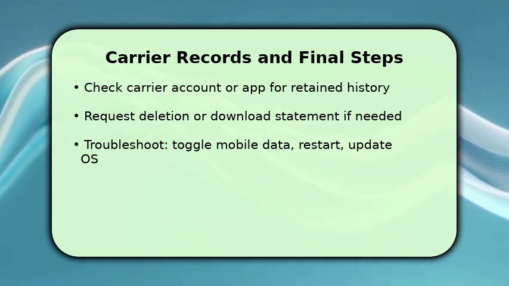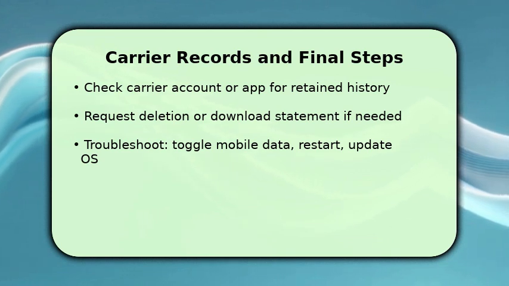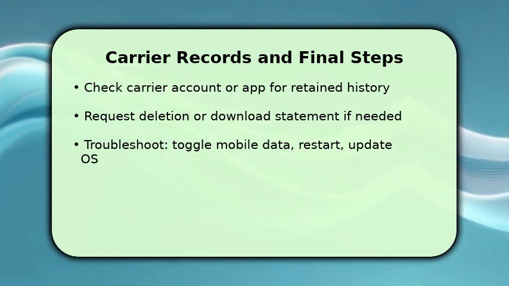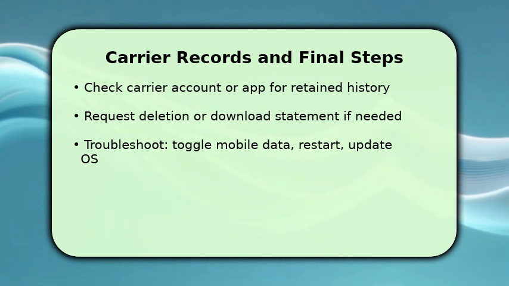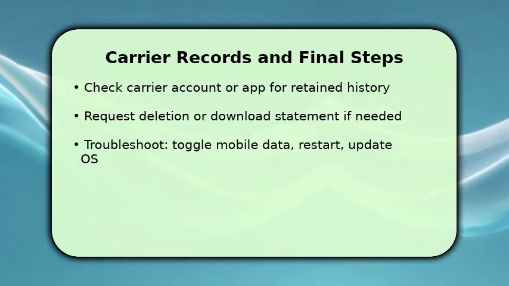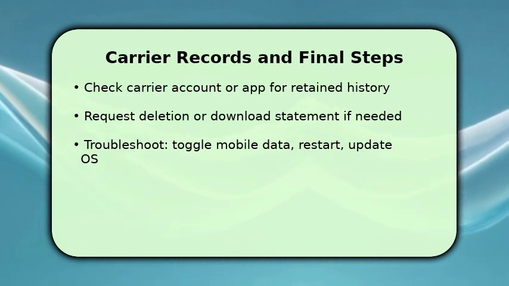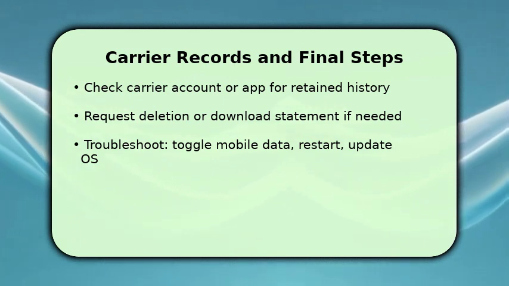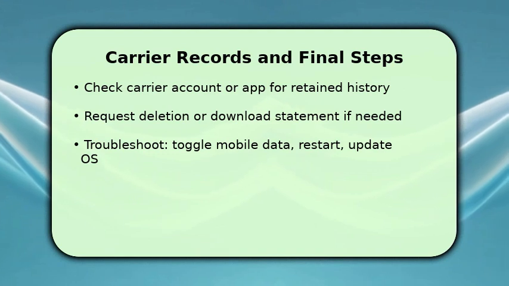After local and carrier actions, verify by checking data usage again and ensuring counters reset. If something goes wrong, toggle mobile data, restart the device, and install pending OS updates. These actions resolve sync issues. If data still appears, contact carrier support and request a manual refresh or record purge.